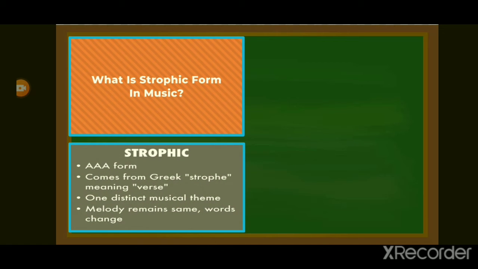According to Robert Thompson, the brother of John Thompson, in music structure we have the Distrophic triple A form, and the word comes from the Greek strophe, meaning verse. Another definition of the Distrophic is one distinct musical theme where the melody remains the same, but the words change.